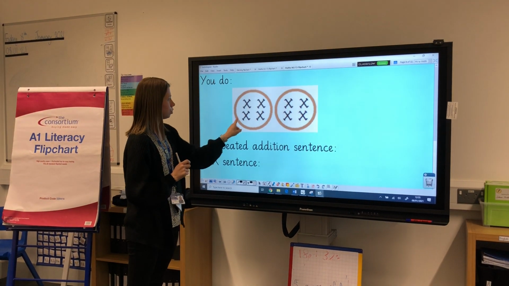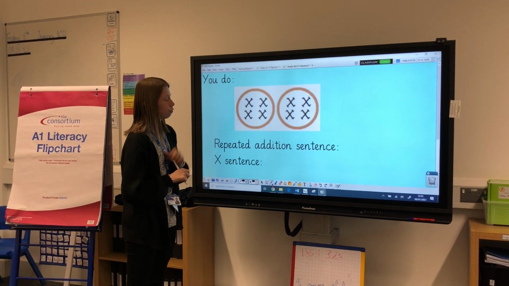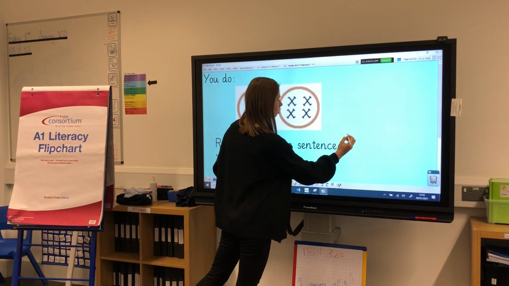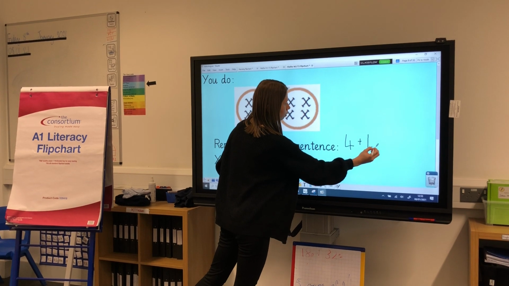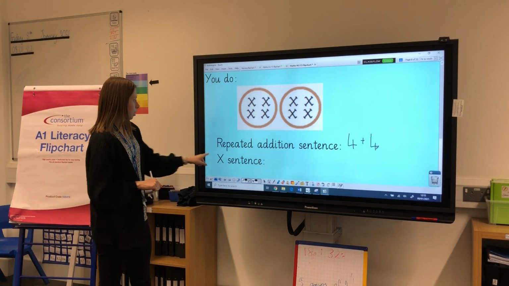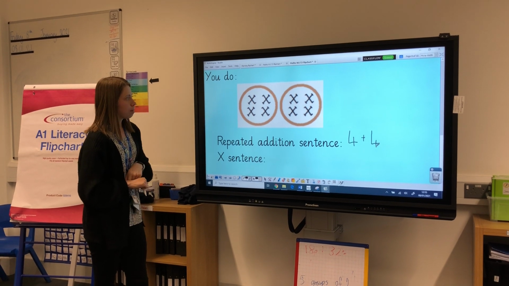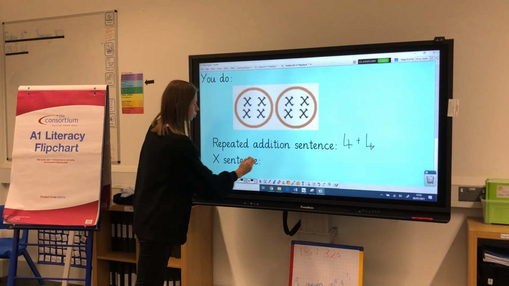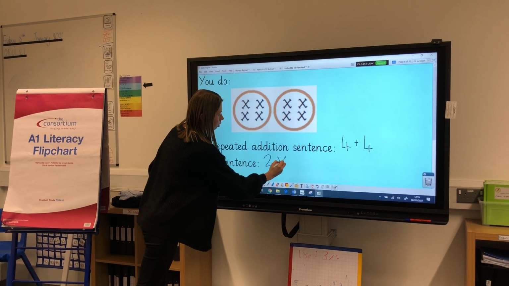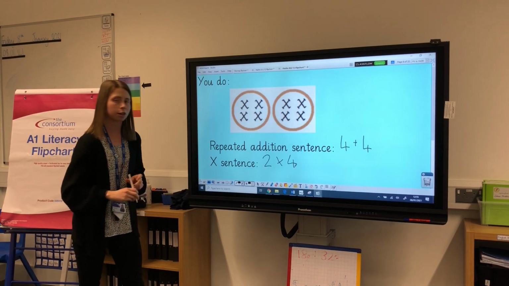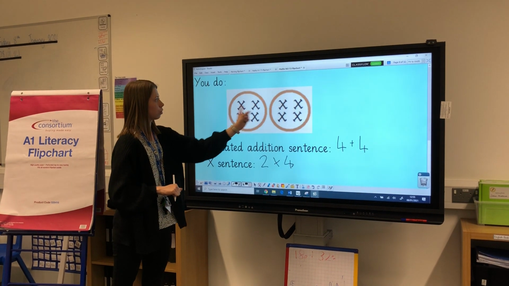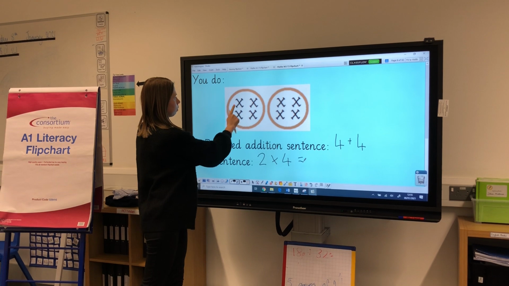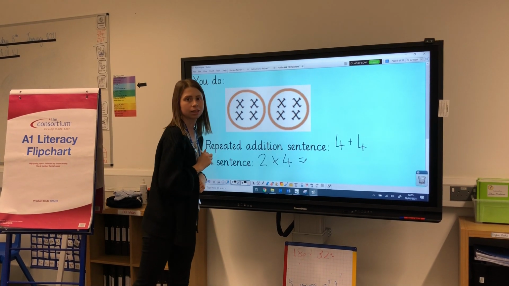So we have got 2 equal groups, and they have got 4 in each. So I'm adding the number 4, 2 times. So there's 4, add 4. Now, my times number sentence, remember we've got 2 groups, so there's 2 lots of 4, so we're adding it 2 times, which means our number 2 will go first. 2 lots of 4, or 2 times 4. And you can count up the crosses in the middle to get your answer. So we've got 1, 2, 3, 4, 5, 6, 7, and 8.